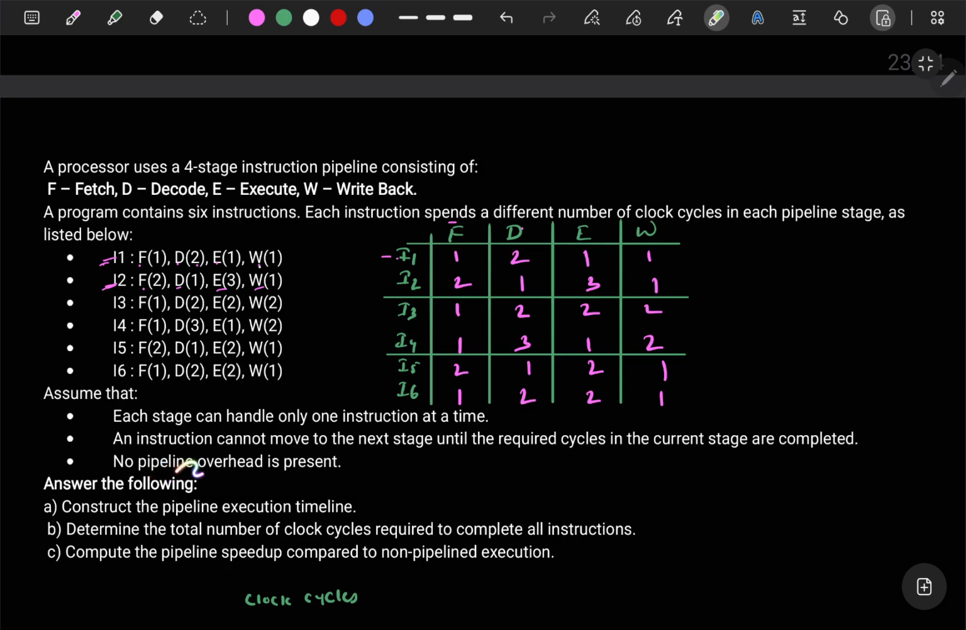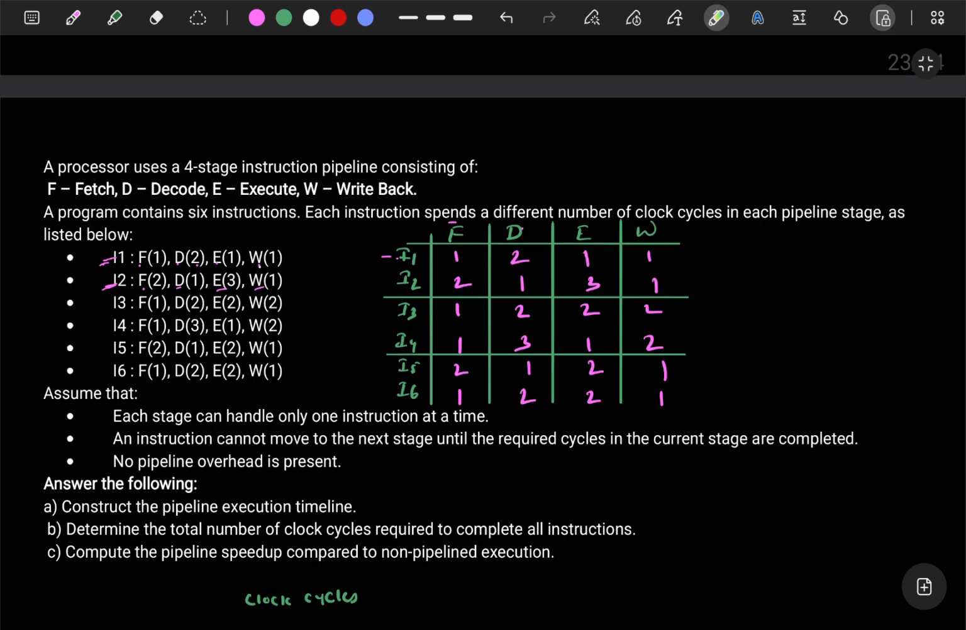And the third is no pipeline overhead. What does it mean? Overhead comes whenever there are extra delays. We had already seen that when we consider pipelining, we divide into functional units, and each functional unit is a combinational circuit which takes some delay. Apart from that there is a register which also takes some delay. Apart from that there are a few more delays which we are not considering while solving the pipeline, such as synchronization delay.